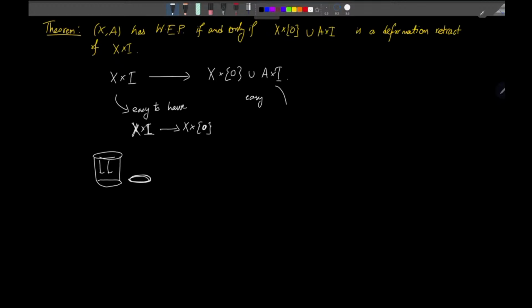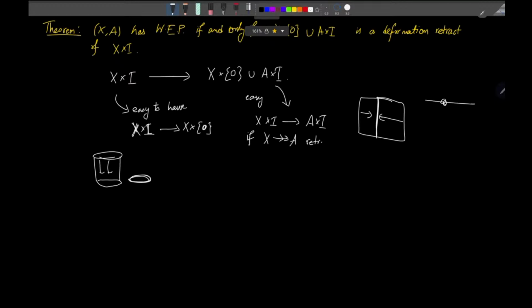It is also not very hard to have a deformation retract of X cross I to A cross I, if X already deformation retracts onto A. So let's say this square deformation retracts to this line right here, like that. That is because this line really retracts onto this point right here, and all we are doing is taking a cylinder on it. We are just suspending all of this. We are crossing all of this by I. That's basically the reason why this works out.